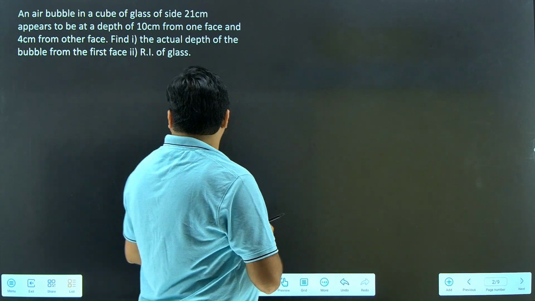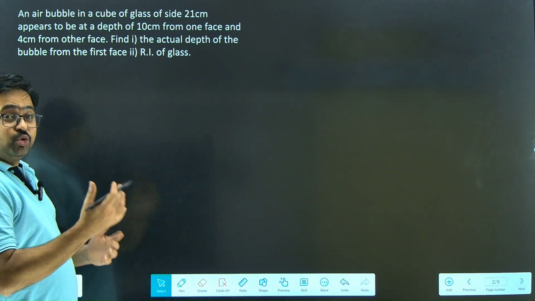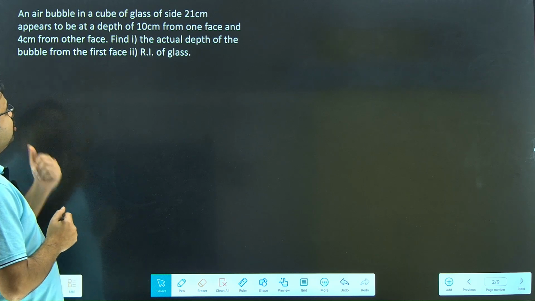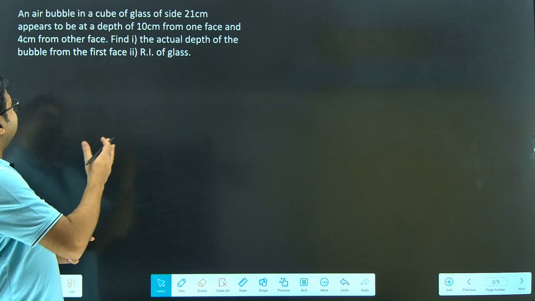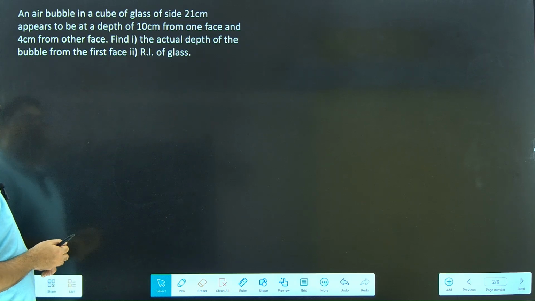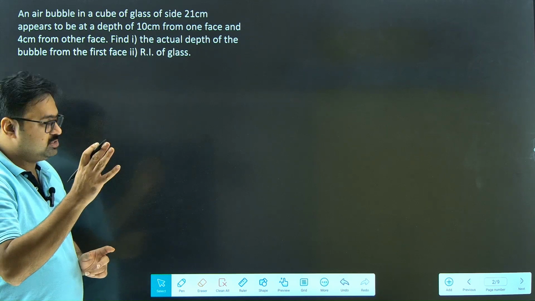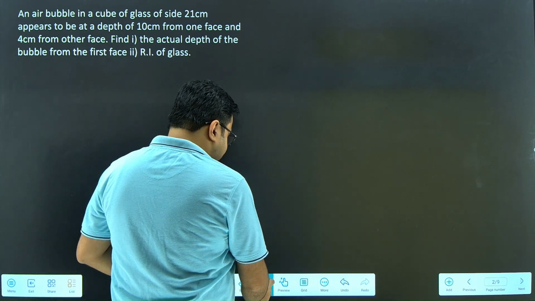The first question says, an air bubble in a cube of glass of side 21 centimeter appears to be at a depth of 10 centimeter from one face and 4 centimeter from the other face. Find number one, the actual depth of the bubble from the first surface, and the refractive index of the glass. Let's try to understand this question.